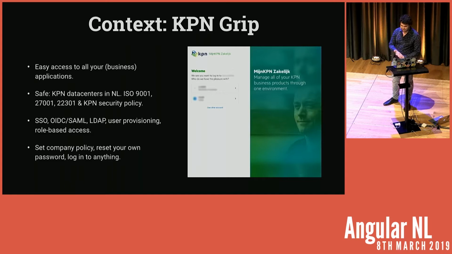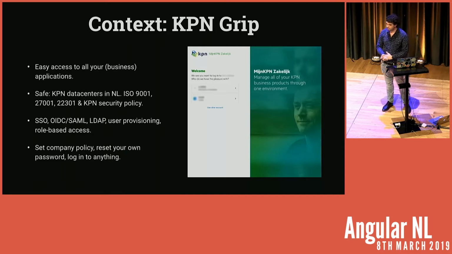Another small piece of context, I won't keep you too long. KPN Grip. So what is this? Well, it's an identity management platform which allows you access to all your business applications. Or, well, single sign-on. I guess you could use it for other stuff as well, but it's mostly used for the business market. Over 20,000 companies in the Netherlands are using Grip in some way or another. And it's very focused on security.